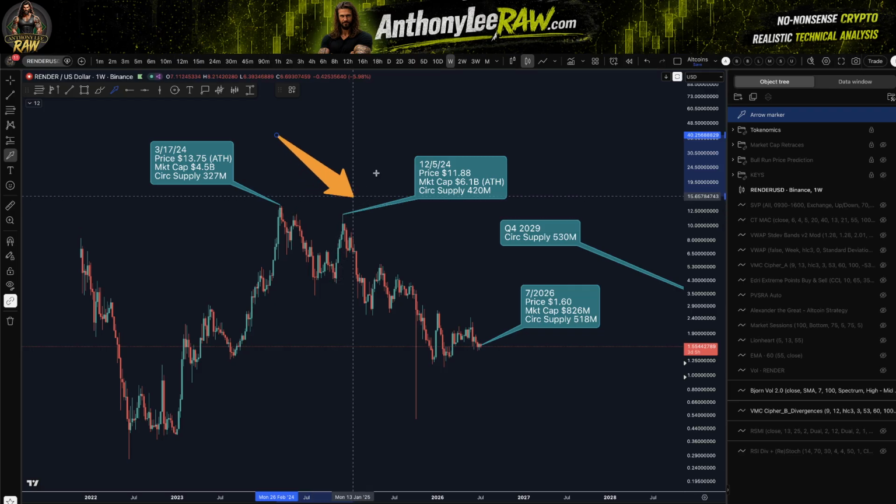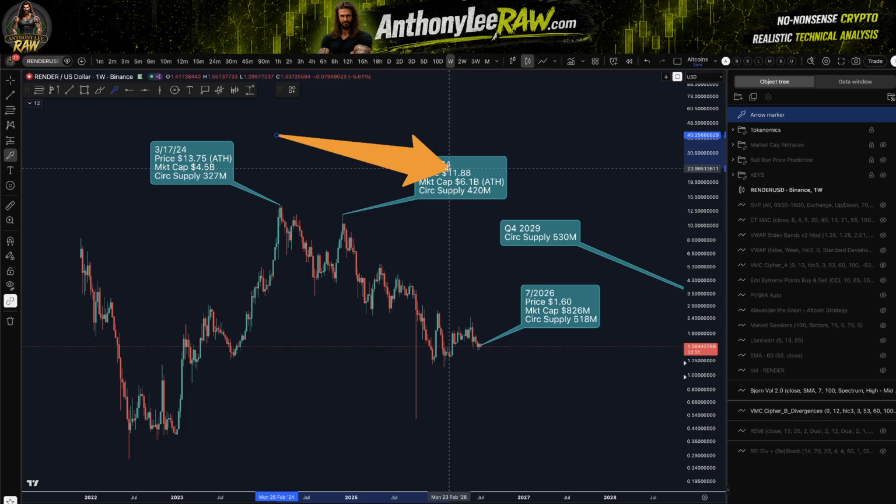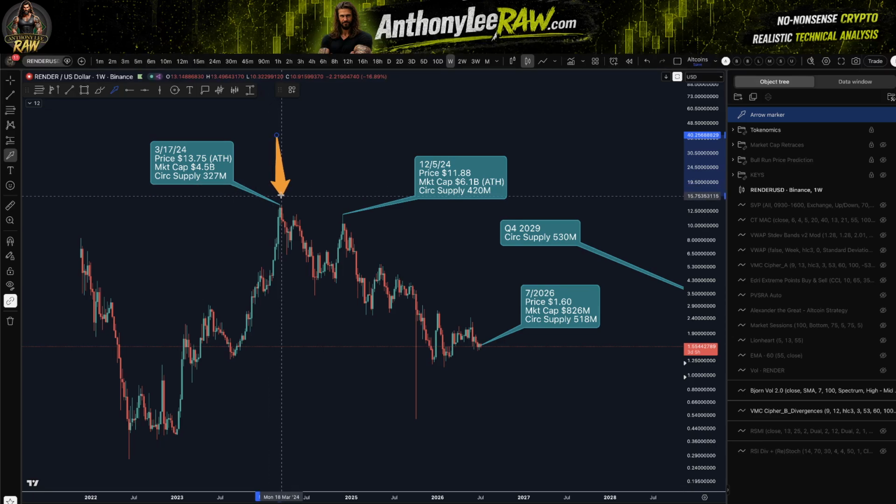All right, fast forward to December of that year, you came back with another swing high of $11.88, okay? But Render was actually more bullish at this time because at this $11 high, you had over $6 billion market cap compared to $4.5 billion at your price all-time high, okay? The reason for that is you unlocked tokens. You went from 327 million coins to 420, okay? That is dilution of the market through token unlock. So even though more money was in this asset, price was significantly less, okay?